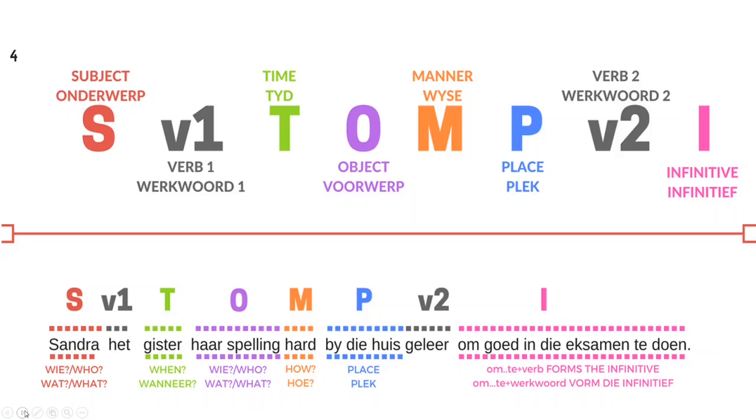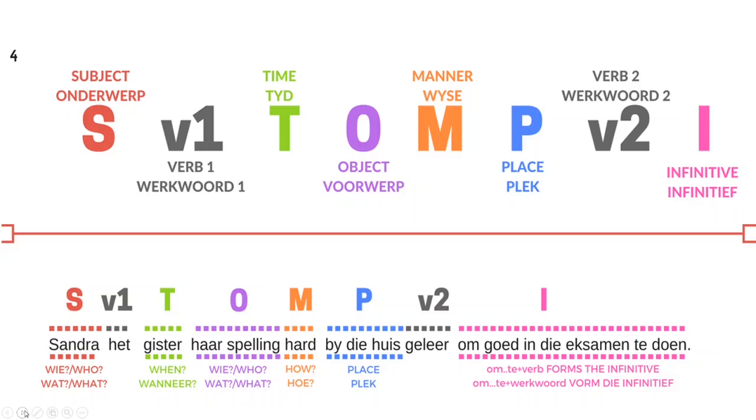Daar is Stompie. Bo aan jou skerm sien jy 'n S, 'n V1, 'n T, 'n O, 'n M, 'n P, V2 en 'n I. On top of the screen you will see an S, V1, T, O, M, P, V2 and I. Now if you leave the V's out, you'll notice that S, T, O, M, P, I spells Stompie. Let me explain what each letter means.